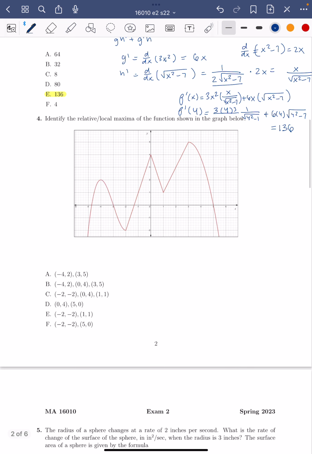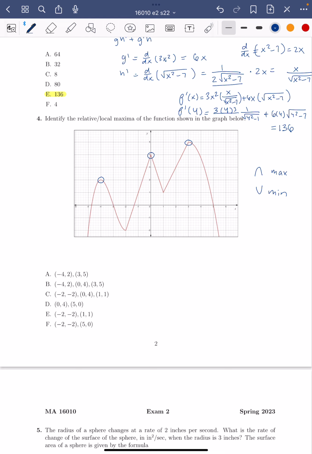Number 4. Identify the relative local maxima of the function shown in the graph below. What's really fun about these graph problems is it's really easy to see where the local maxima and minima are. You just look for the little peaks: peaks for local maximums and dips for local minimums.